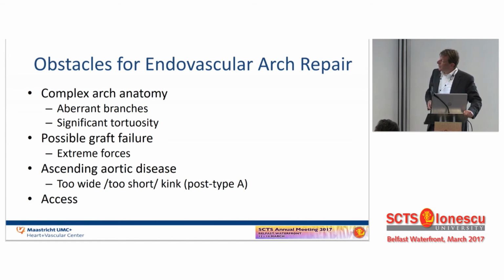One of the main obstacles, I think, is ascending aortic disease, because the ascending aorta is the proximal landing zone. It's usually a little bit wide and already sick, and also grafts in the ascending aorta could be a problem if they are too wide, too sick, too kinked or too short. Large devices up to 24 French mean you have to have good iliac access to reach the arch. So that's also a problem.